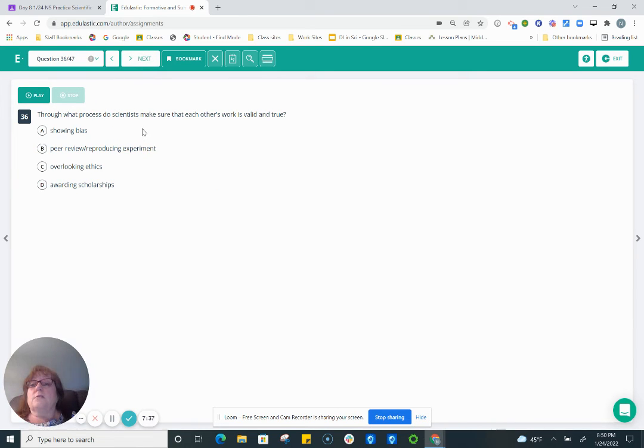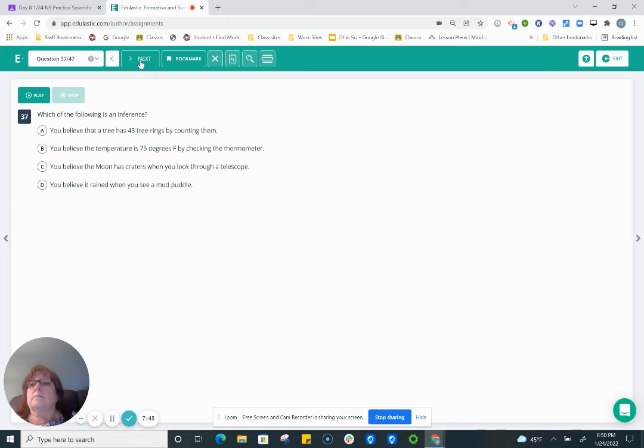Through what process do scientists make sure that each other's work is valid and true? That would be peer reviewing and reproducing experiments.